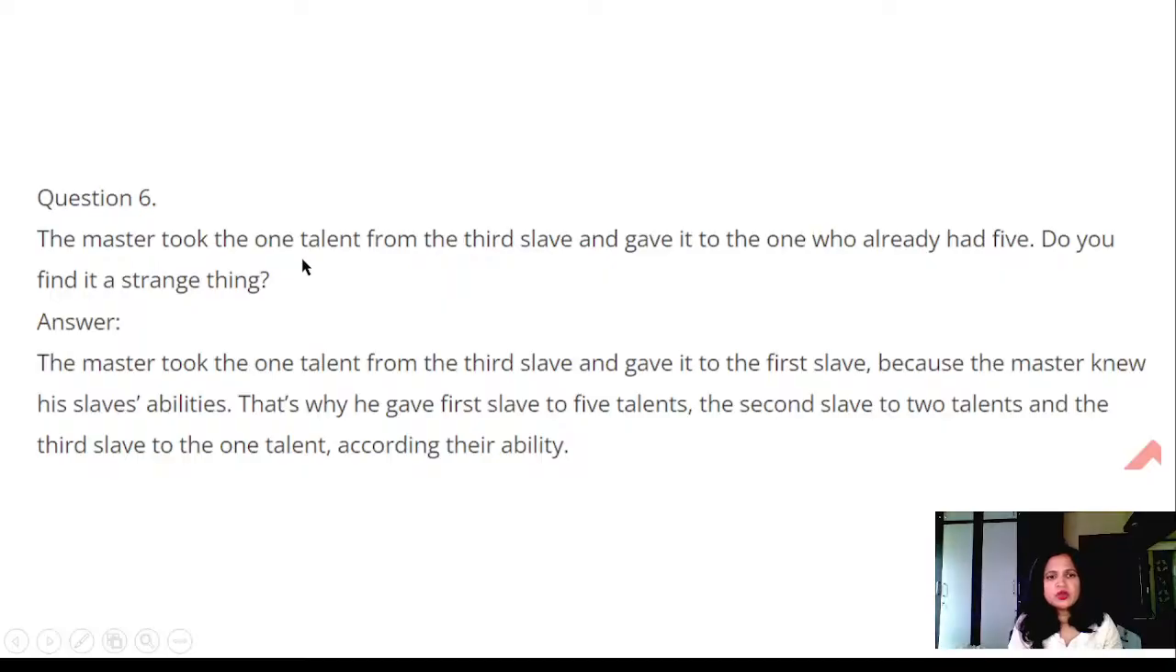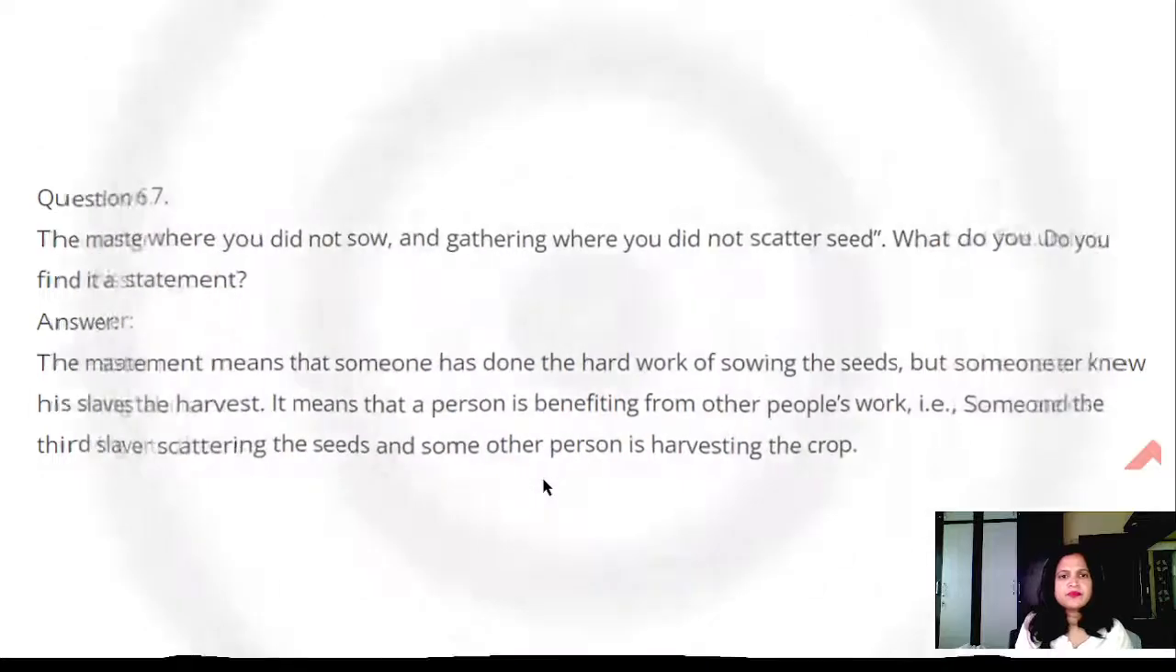Question number 6. The master took the one talent from the third slave and gave it to the one who already had five. Do you find it a strange thing? Answer. The master took the one talent from the third slave and gave it to the first slave because the master knew his slaves' abilities. That's why he gave the first slave five talents, the second two talents, and the third slave one talent, according to their ability.